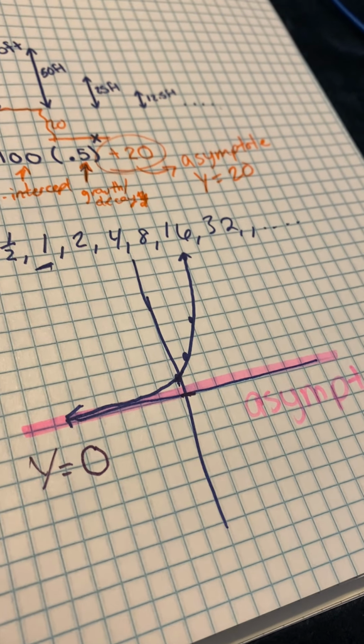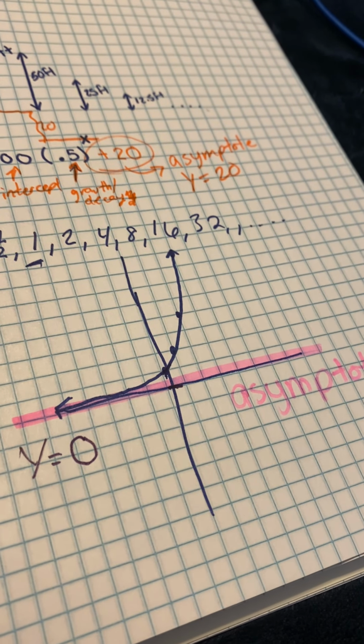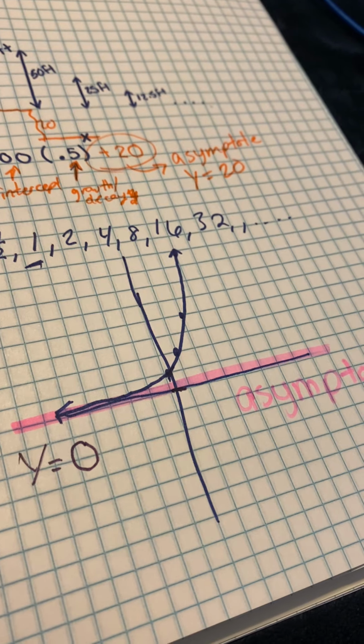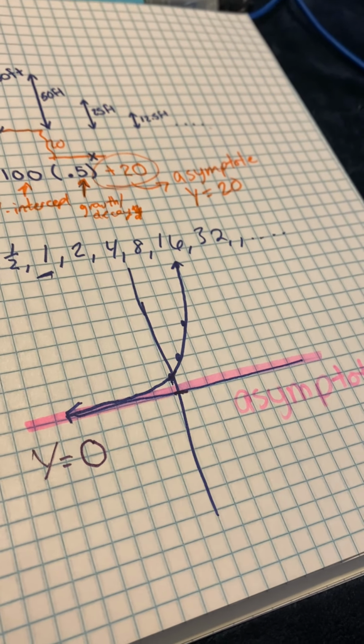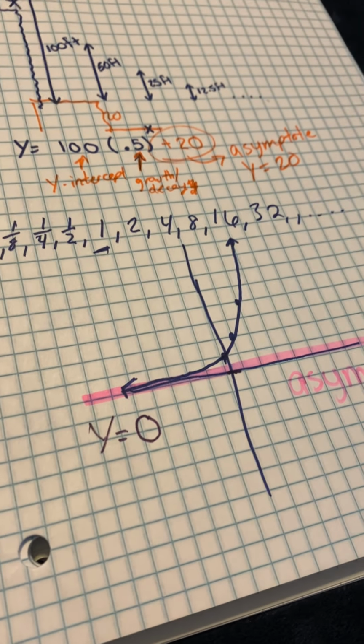So I've had trouble before with asymptotes. It's very hard to understand, especially on videos. So hopefully this has cleared some things up.